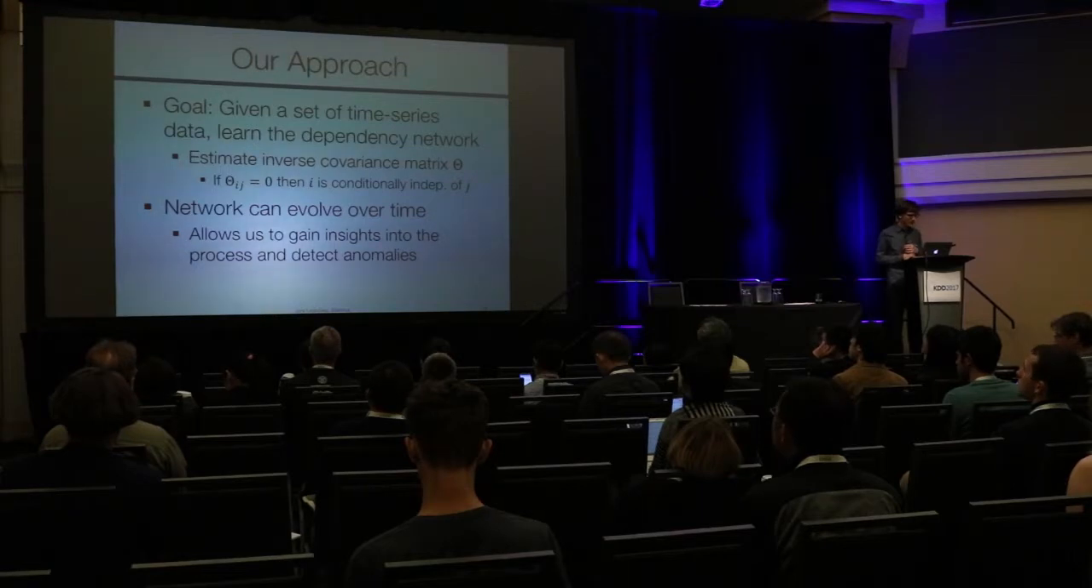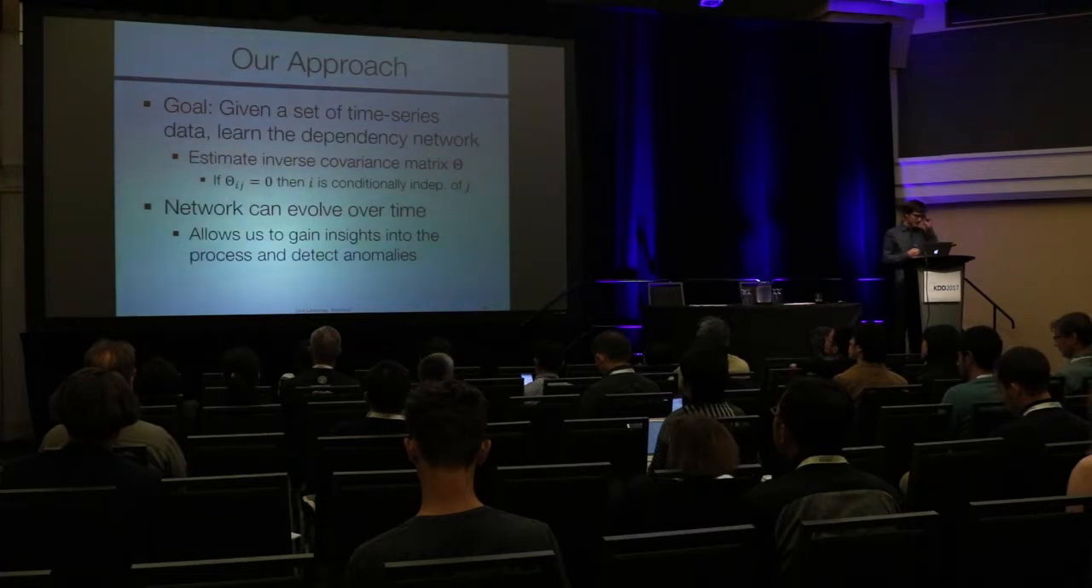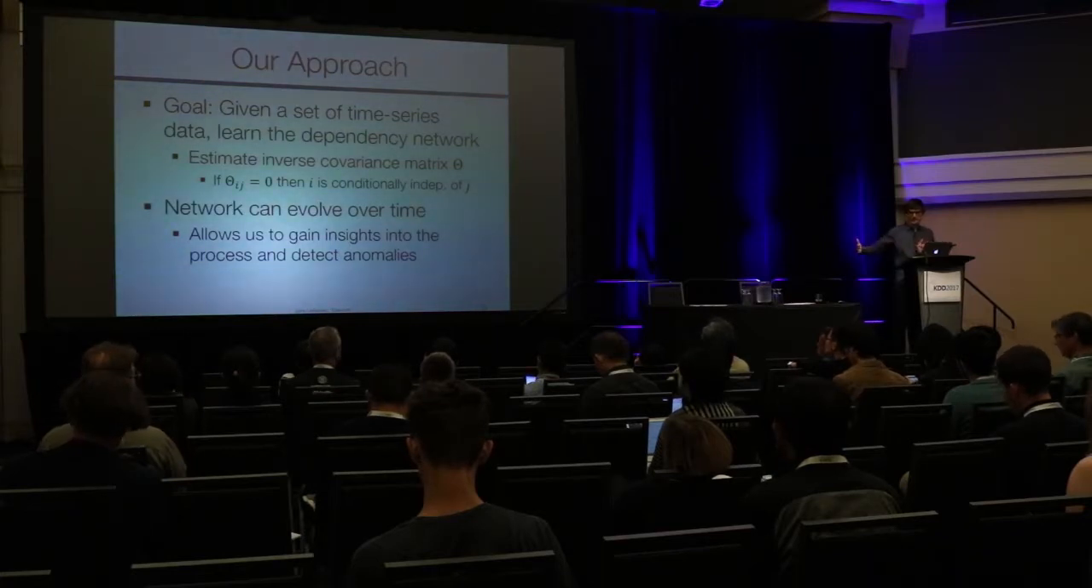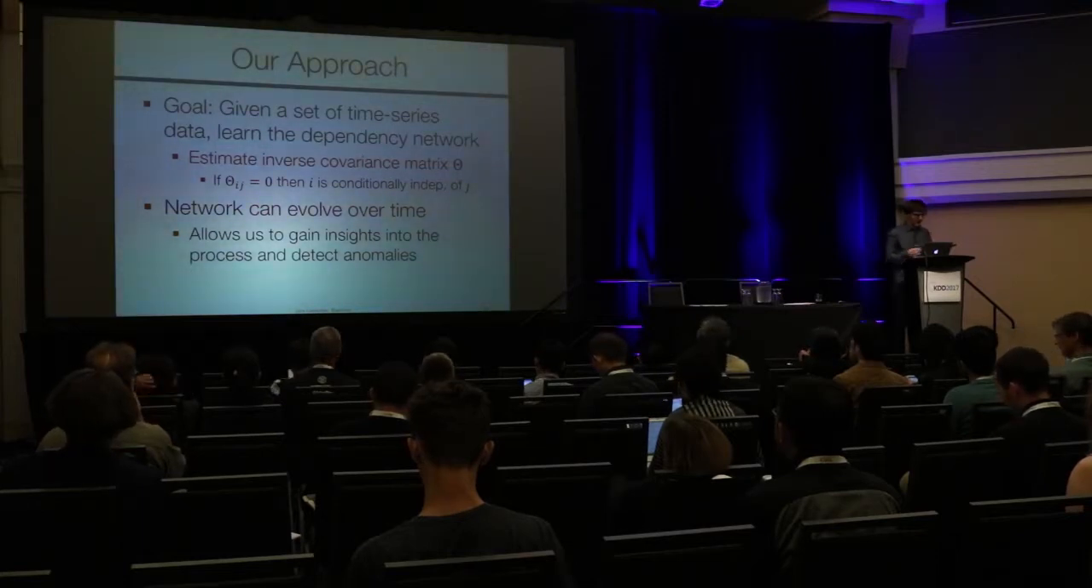Okay, so the way we formulate the problem is, given a set of time series data, I want to learn a dependency network. And a dependency network for me is to estimate the inverse covariance matrix theta, where the nice thing is, if the edge is absent in the network, so if theta ij is 0, then i is conditionally independent of j. Right? And what is interesting is that I don't want to infer just one network, but I want to infer a series of networks, or I want to allow these networks to evolve over time. Right? And this way I can gain insights into processes and detect anomalies that are happening in this unsupervised, unlabeled time series data.